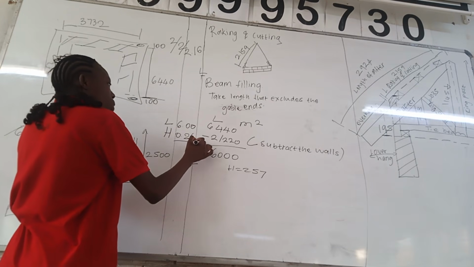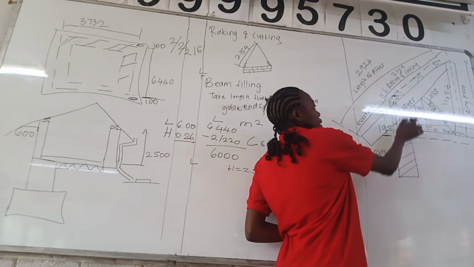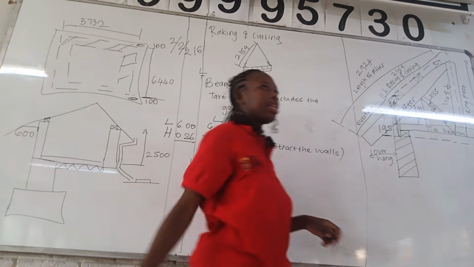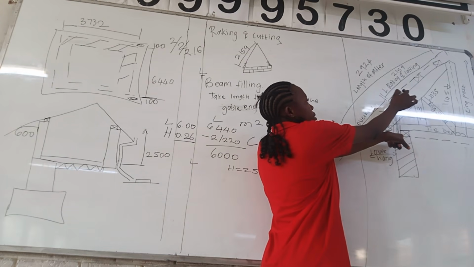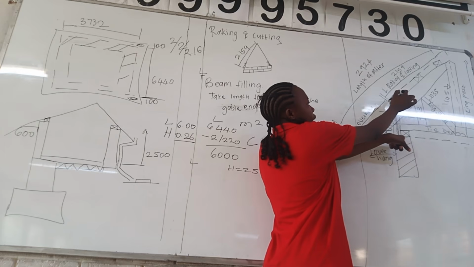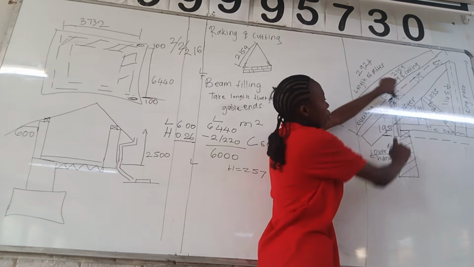So 257 is 0.26. So beam filling, remember, we are saying that this part here is the beam filling again. The beam filling starts there and goes until here. This is where the beam filling ends. So we have 257 from here to here.